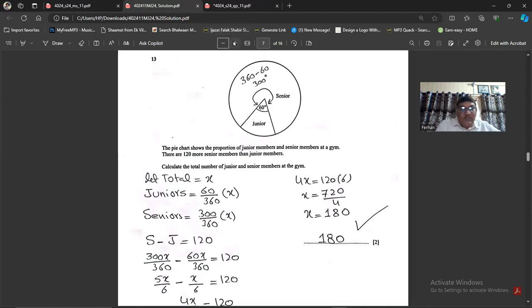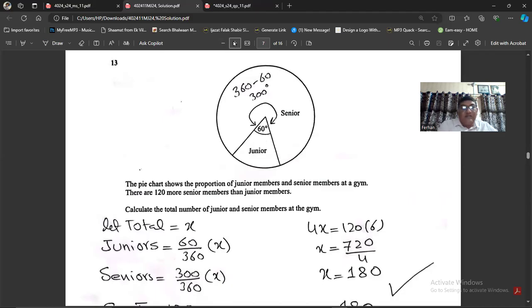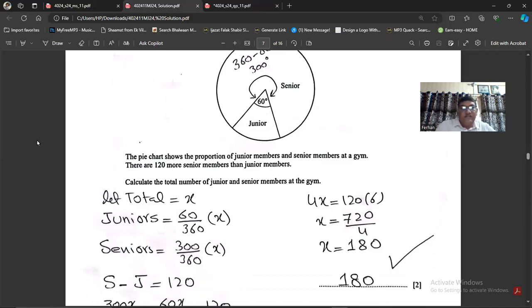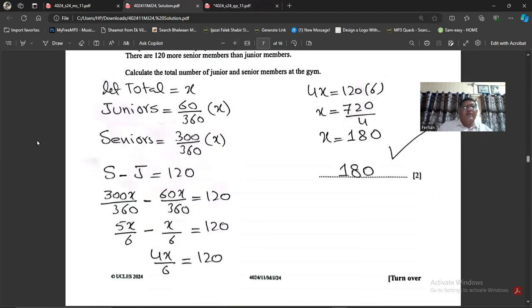I will put those values there, and let me show you how this is done. We have 300x divided by 360 minus 60x divided by 360 equals 120. So it will be 5x by 6 minus x by 6 equals 120. Because the denominator is the same, we can directly subtract the second numerator from the first: 5x minus x is 4x. 4x divided by 6 equals 120. x will be 720 divided by 4, so x equals 180.